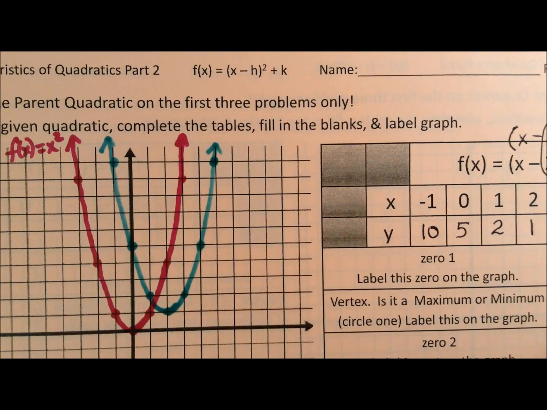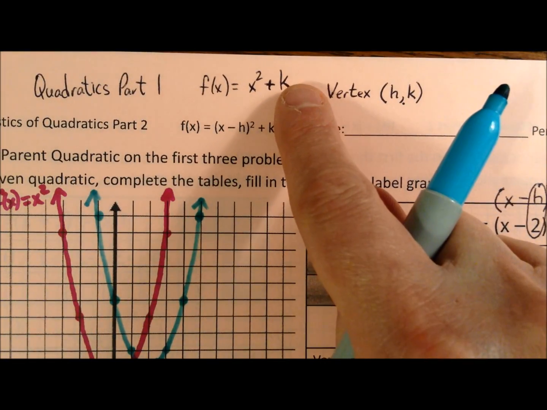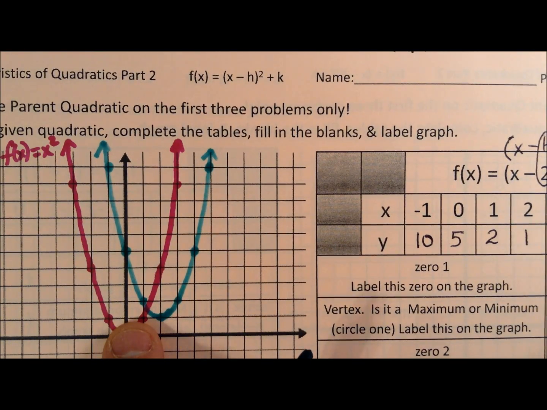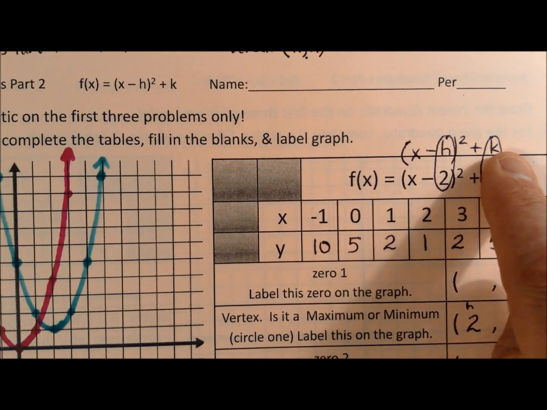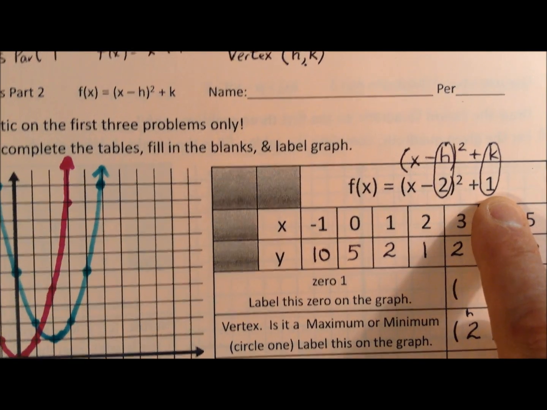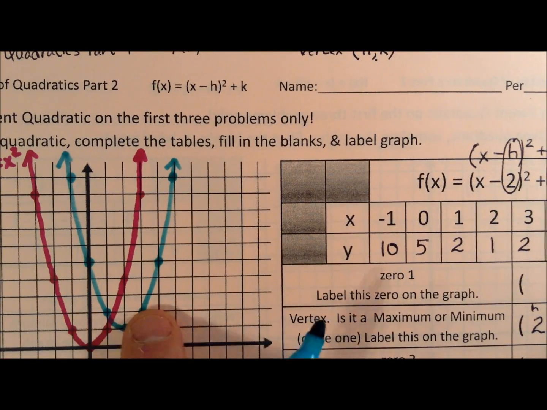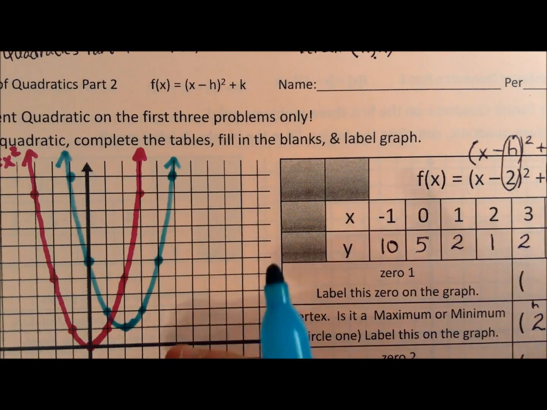Now, from day one, k moved it up or down, and as you can see, the vertex went up 1 unit. So my k from day one is still valid. It went up because I have a plus. It went up 1 unit. So I have a translation of going up 1.